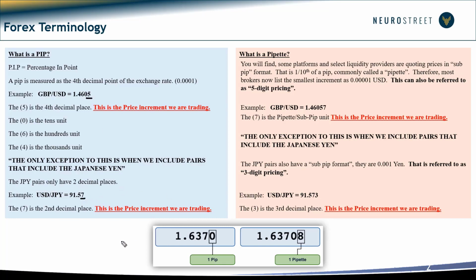Now you can see here, this is a great example of 1.6370. The 0 is the pip. If this went to 1, then we say that Forex pair gained 1 pip in valuation, right? If it gained 2, it'd be 2 pips in valuation, right? Now the other side of this is pipettes.